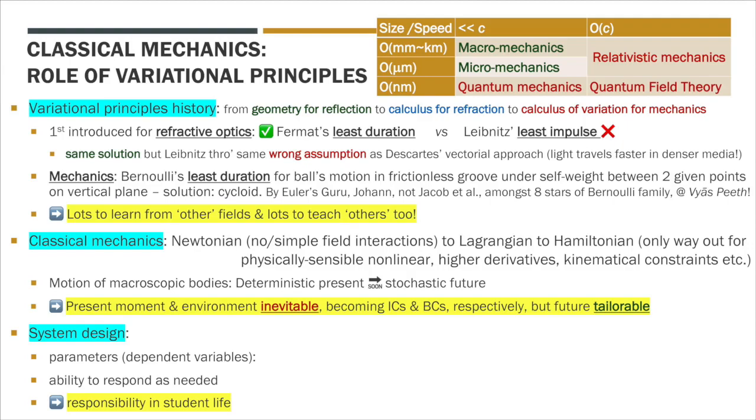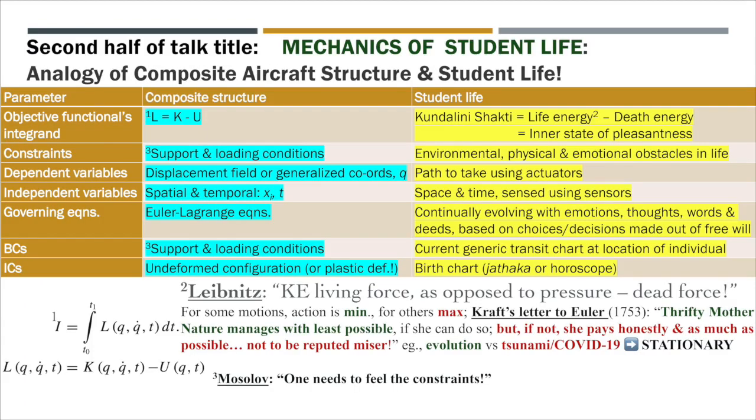Now the second half of the talk is about the mechanics of student life, the analogy of composite aircraft structures and student life. Now why composite structures? Because that's what most of nature is. If you look at wood in the case of plant life, or if you look at bones or skin in the case of animal life, they're all composites in the sense that they're made of more than one material at a macro level.